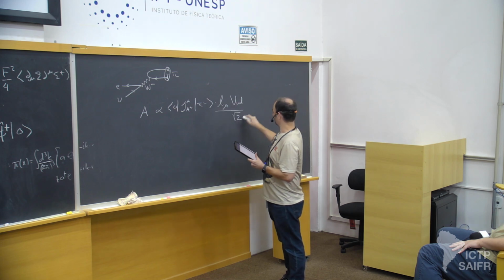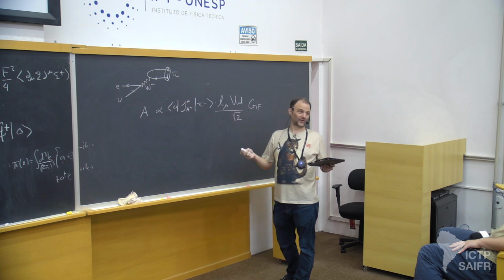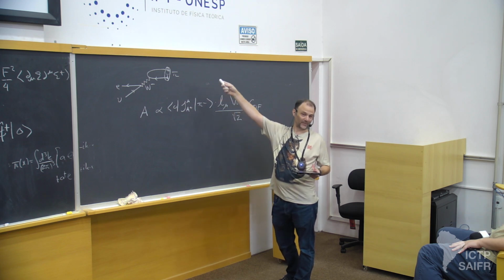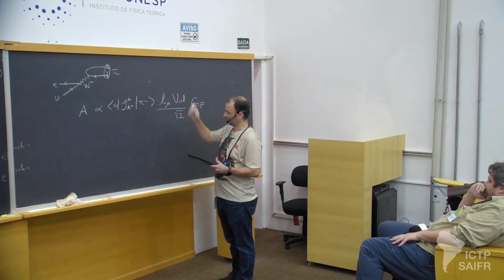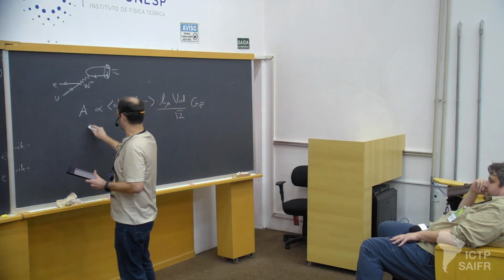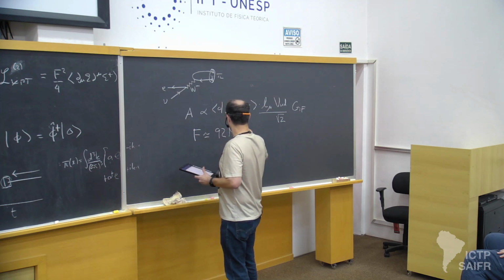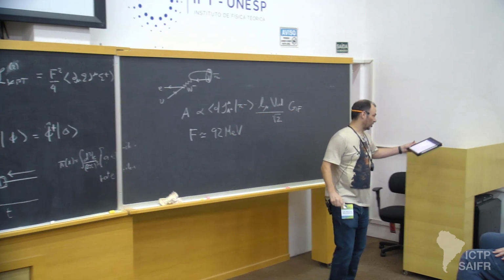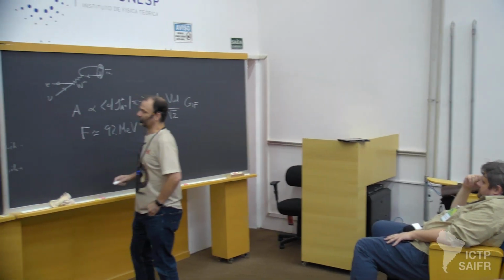There's a 1 over square root 2, and then there's this G Fermi that you worked out yesterday after we left the class, right? This was the assignment I gave everybody, so you figured out what G Fermi is. Okay. And then in this normalization, F is about equal to 92 MeV. And the reason I point this out is because the literature is riddled with inconsistencies.